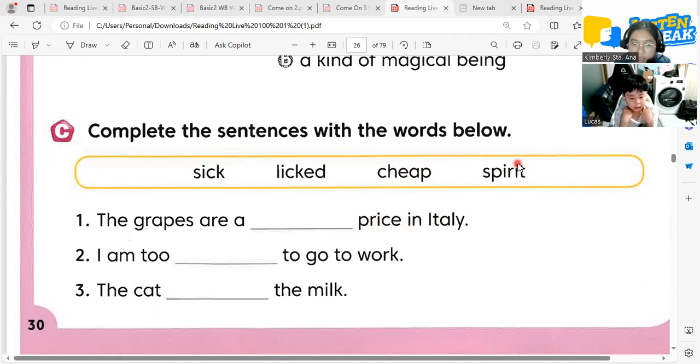The clap on a ship. Okay. How about number two? I am too. Is it I am too sick or I am too spill to go to work? Oh, it's sick. I am too sick. One more time. I am too sick to go to work.